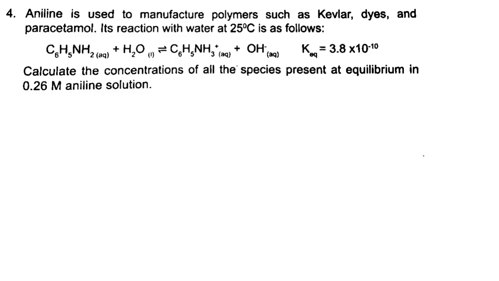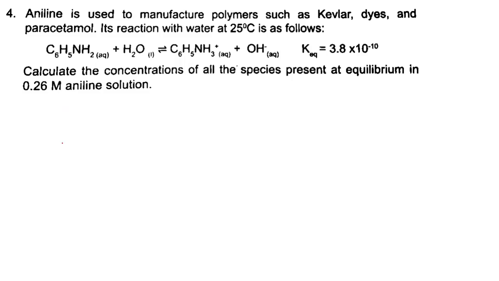This is item 4 in the activity. So we have C6H5NH2 plus H2O forming C6H5NH3 plus OH minus. Here, the equilibrium constant is 3.8 times 10 to the power of negative 10. We also have the initial concentration of this chemical species equal to 0.26 molar. We're asked to calculate the concentrations of all the species present in the solution.